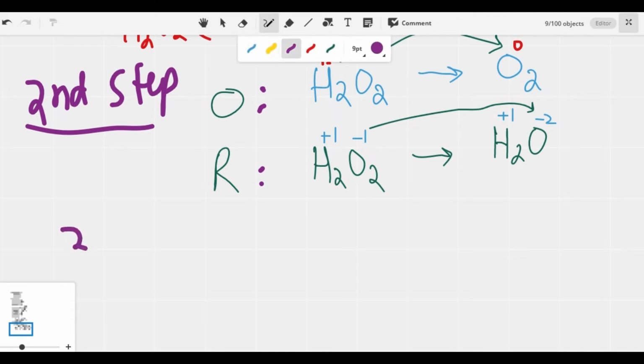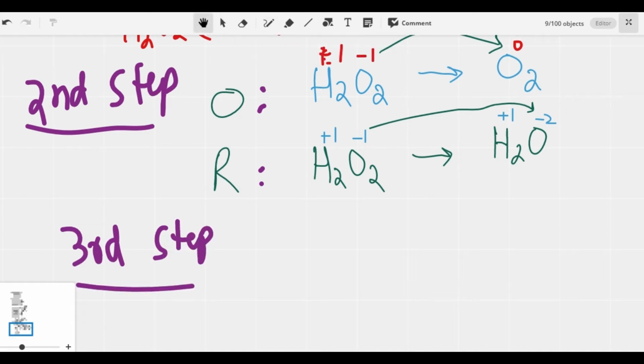The third step, as we already discussed, is that you need to balance the number of atoms on both sides.